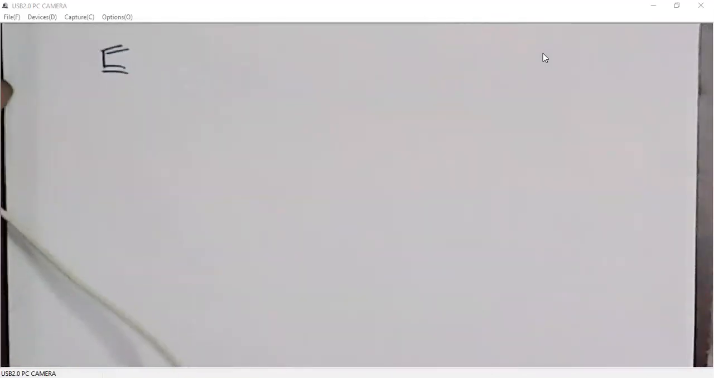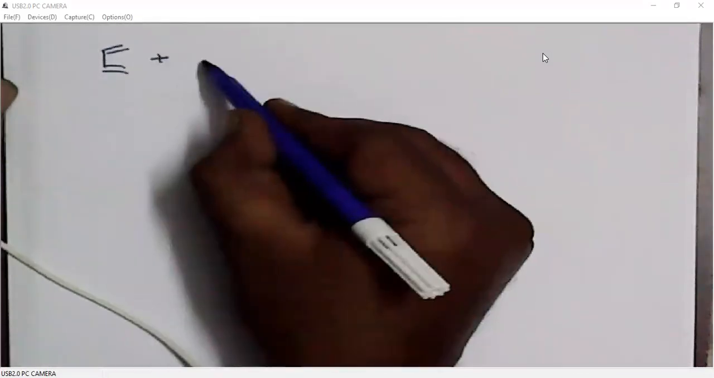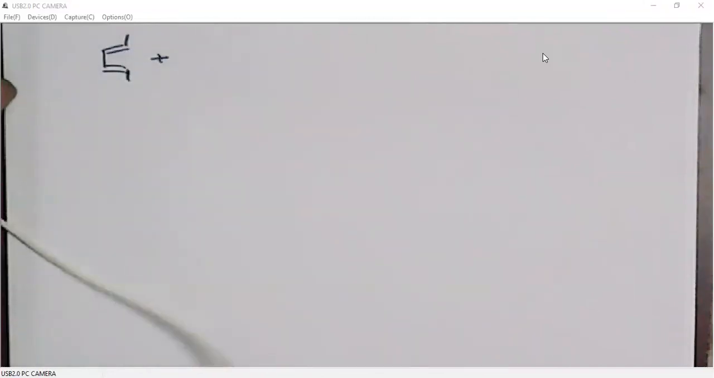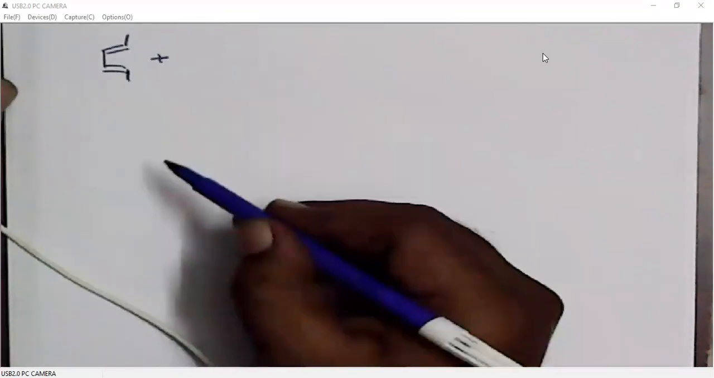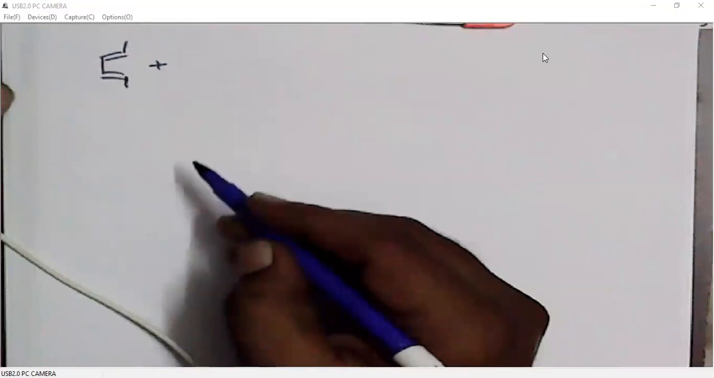Surya, is the screen clear to you? Yes, sir. If it is not clear or there is any problem, please inform me. Okay, sir. Right. So look at this problem.